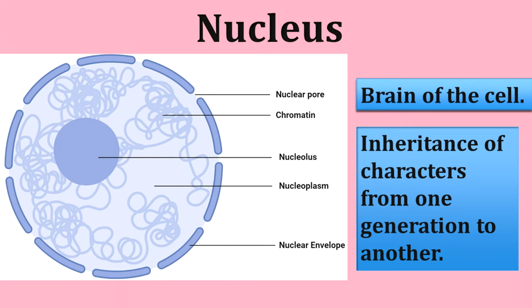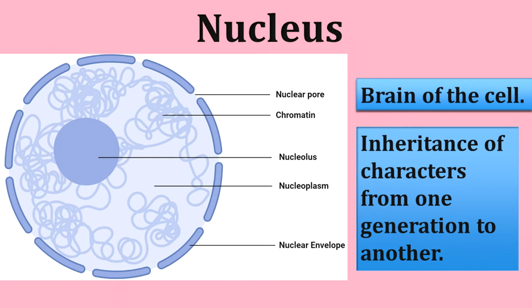During cell division, the chromatin body is organized into chromosomes. These chromosomes contain genes. So, storage of genetic material and transfer of hereditary characters from one generation to another generation are the functions of the chromosomes.